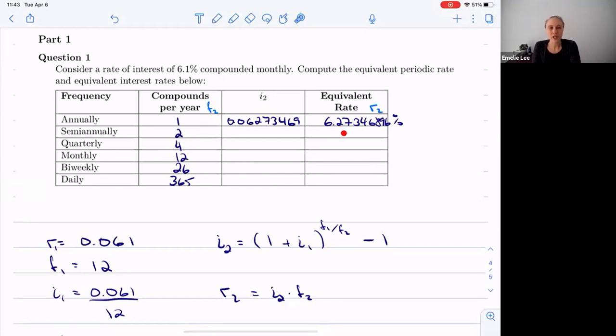And always check in, right? These equivalent rates should be hovering around the original rate, 6.1, right? 6.27, pretty close to 6.1, right? If you were finding maybe 3% or something weird here, then go back and check your work, right?